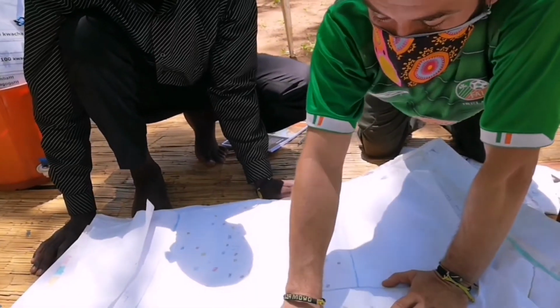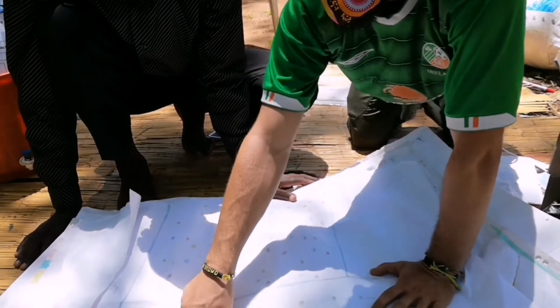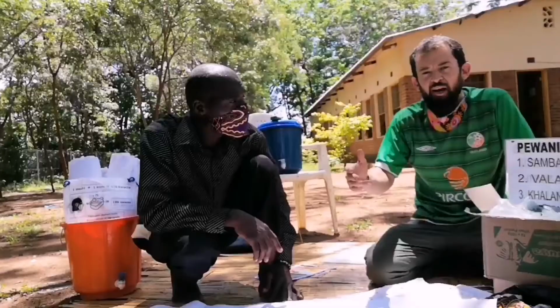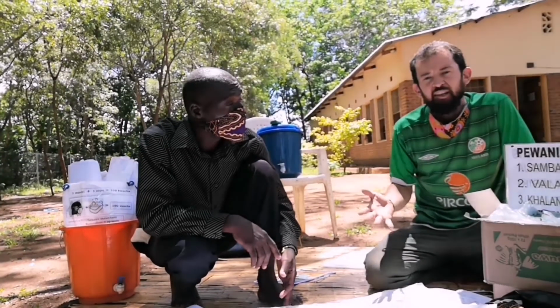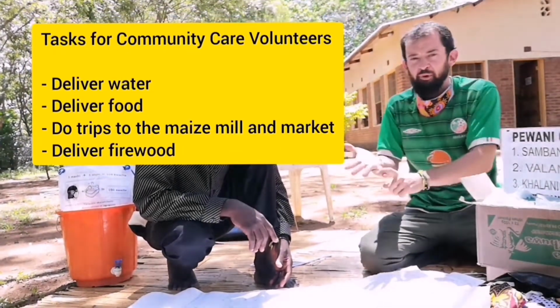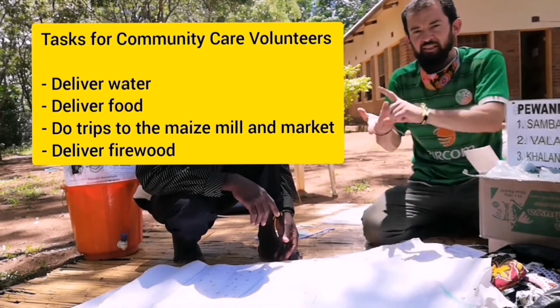Add up all of the total number of people in the household, you get the total population of the community, the total number of vulnerable people, the total number of volunteers, the total number of quarantine rooms or host beds, and the total number of houses. If a household needs to go into isolation, can there be volunteers in the community who can safely deliver water, deliver food, do trips to the maize mill, deliver firewood?